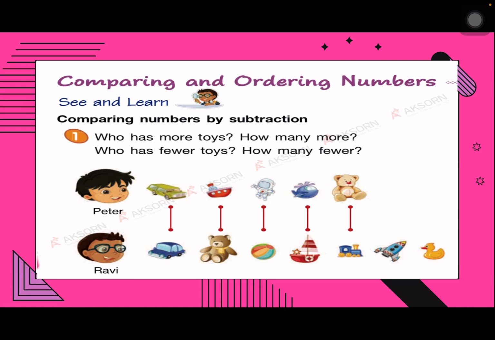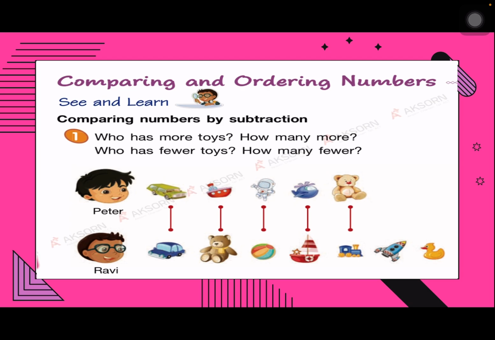Look at Peter and Ravi's toys. The question here for number 1: who has more toys? How many more? And who has fewer toys? When you say fewer, it is less toys. And how many fewer or how many less? So now we're just going to compare the numbers using subtraction.